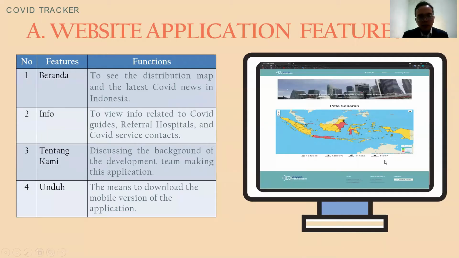This is the website application features. There are 4 features in the website application. The first feature is Branda, to see the distribution map and the latest COVID news in Indonesia. Second is Info, to view info related to COVID guides. The third is Tentang Kami, discussing the background of the development team making this application. Fourth is Unduh, the means to download the mobile application.